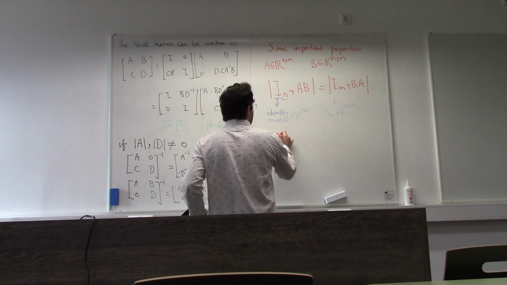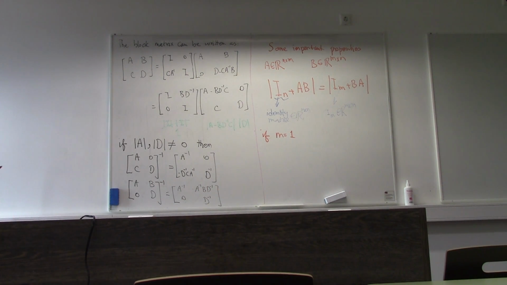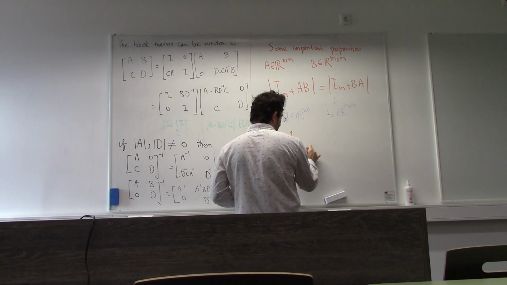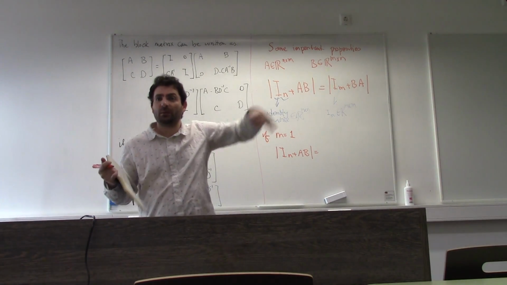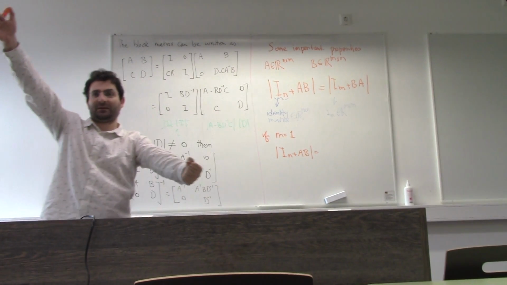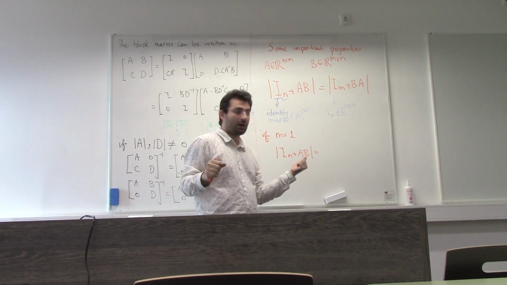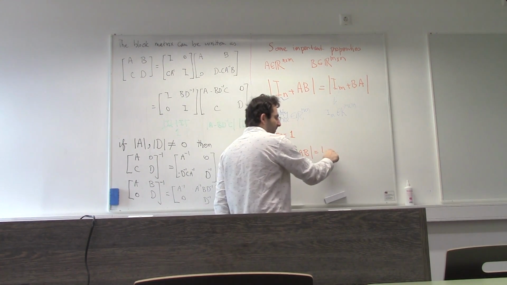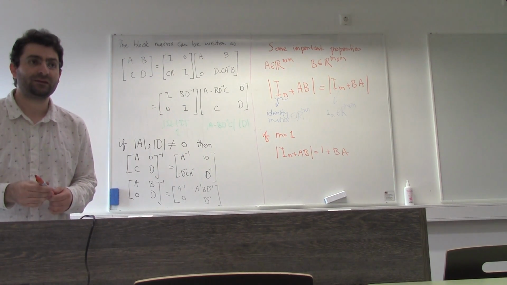If m is equal to 1, in other words, if A is a column vector and B is a row vector, then the determinant of In plus AB, look, a column vector multiplied by a row vector will become a square matrix, right? And now we have In plus AB, which is a matrix. We want to find its determinant. This is equal to 1 plus simply BA, because BA is a scalar, and you just add it to the number 1, and then you get the result.